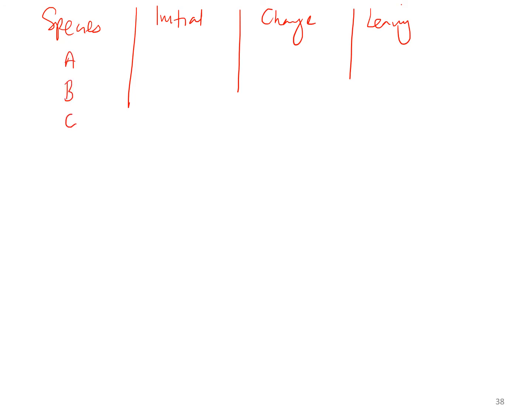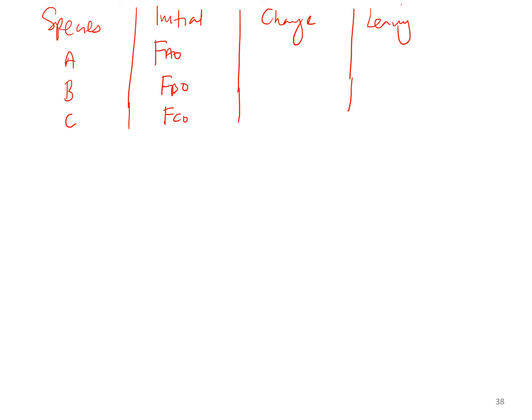So we have species here, and then the second column is the initial, the third one is change, and the fourth one is the living. We have species A, B, and C, and this is in terms of the flow, so it should be in F: FA naught, FB naught, and FC naught.